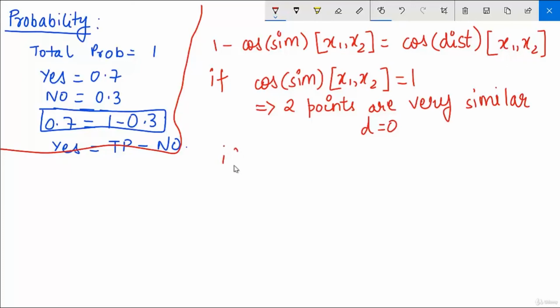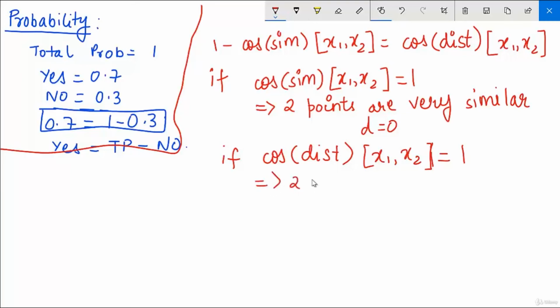And if the cos distance of x1 and x2 is equal to 1, it means the 2 points are very dissimilar. So I hope you are getting what I'm trying to say here.